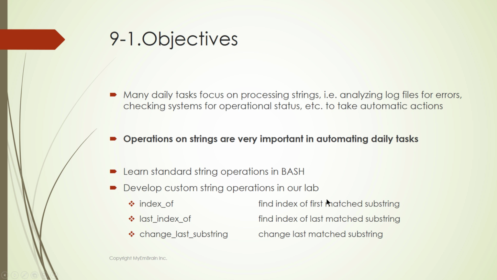So operations on strings are very important in automating daily tasks, in automating your engineering process in order to boost productivity. A lot of things can be automated by just looking at the data that you receive and taking appropriate action automatically. So in this session, we learn standard string operations in Bash, and we also learn to develop a few custom string operations that Bash does not offer yet, and we will develop them in our lab. In particular, we will develop the index of, the last index of, and the chain last substring in the lab.